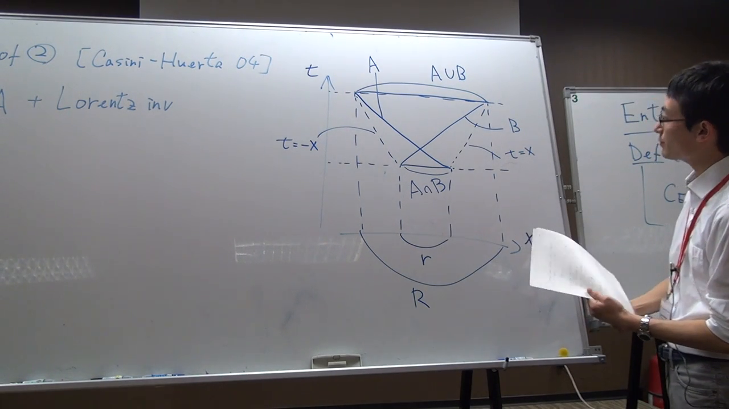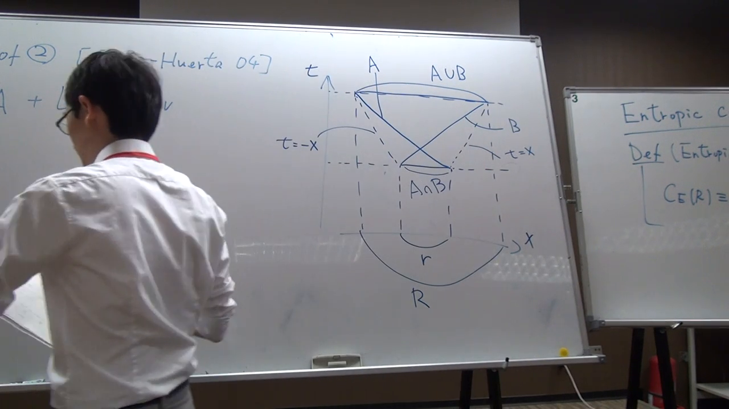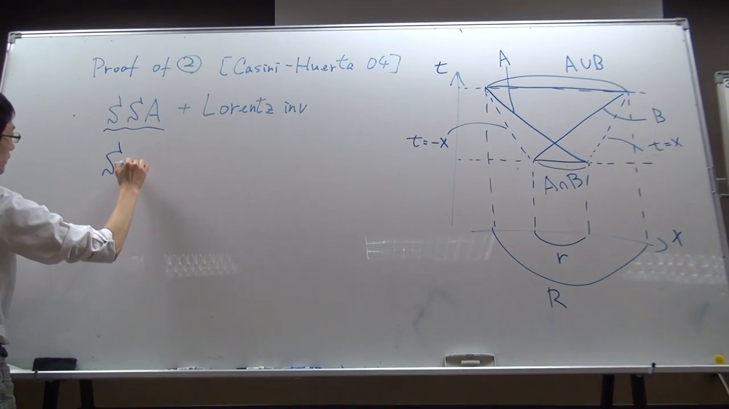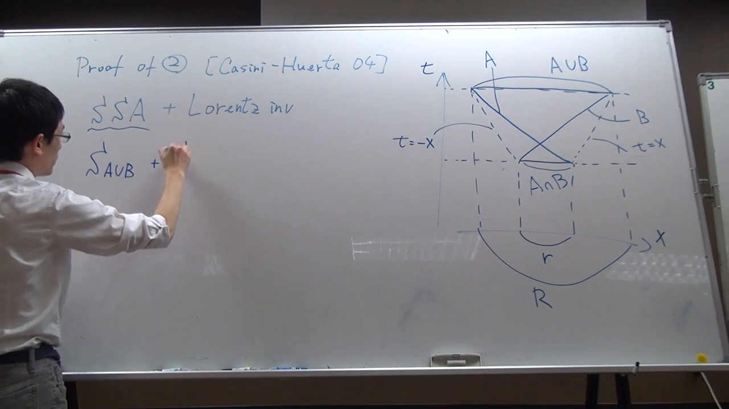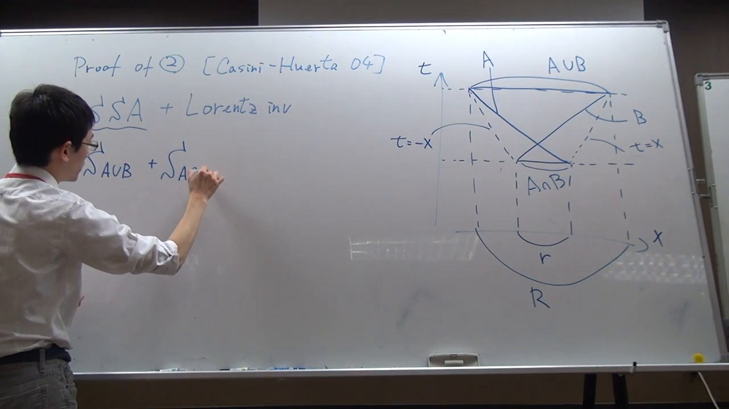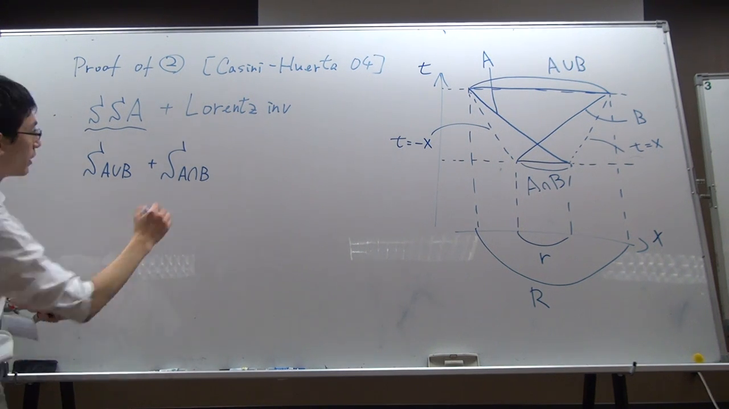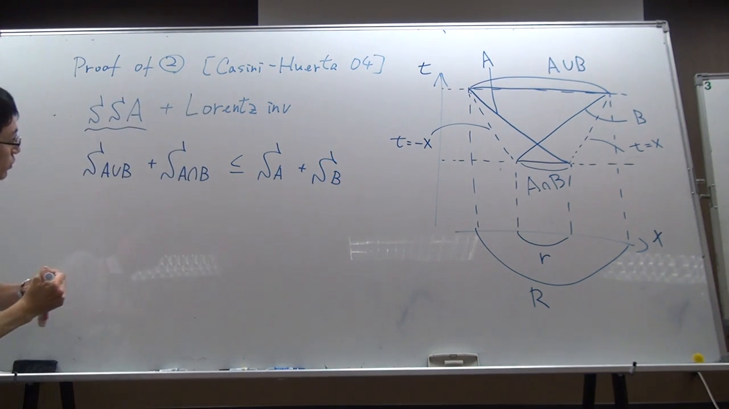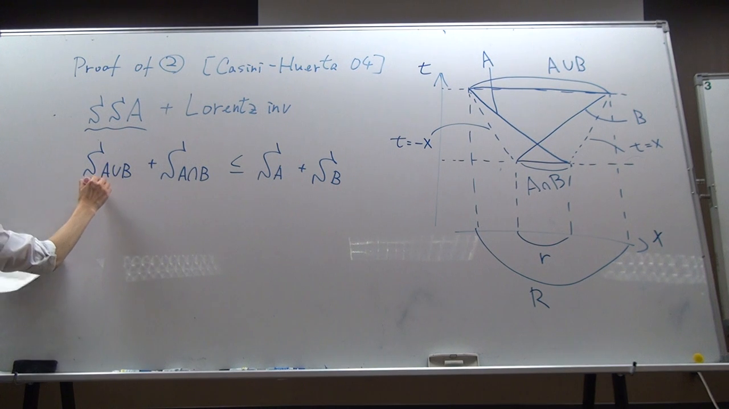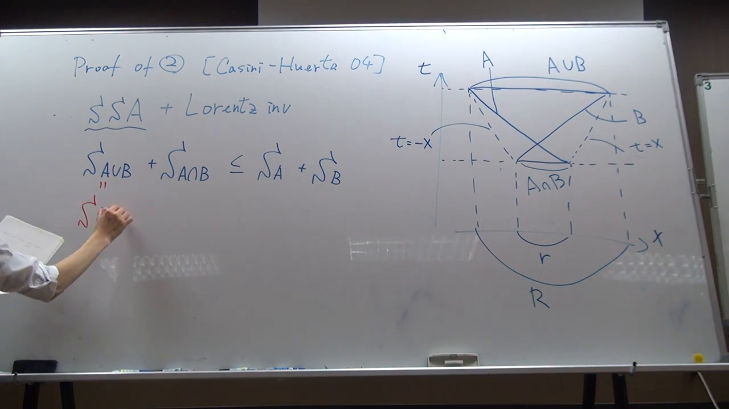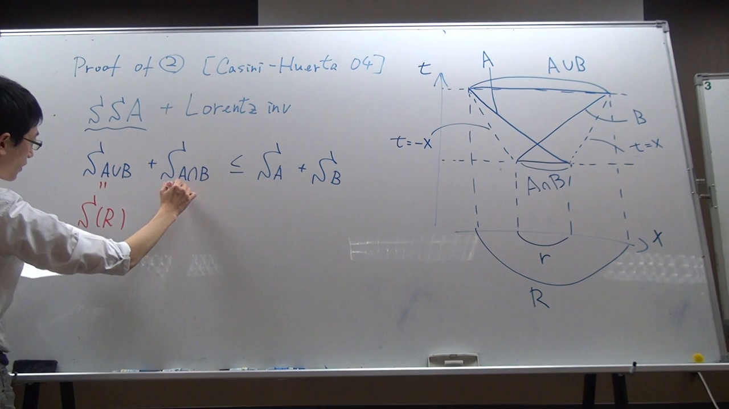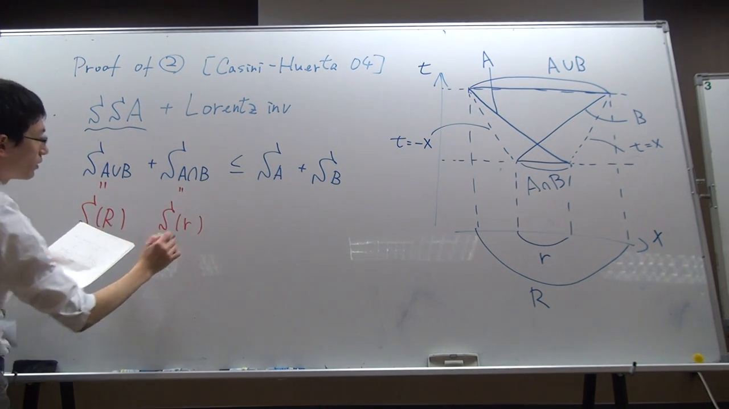Okay, then we are going to use strong subadditivity. Strong subadditivity tells you that the sum of the entropies of the union and the intersection should be less than the entropy of A plus the entropy of B. So I'm going to use this inequality. Apparently, the union has length capital R, so it gives S of R, and the intersection gives S of small r.